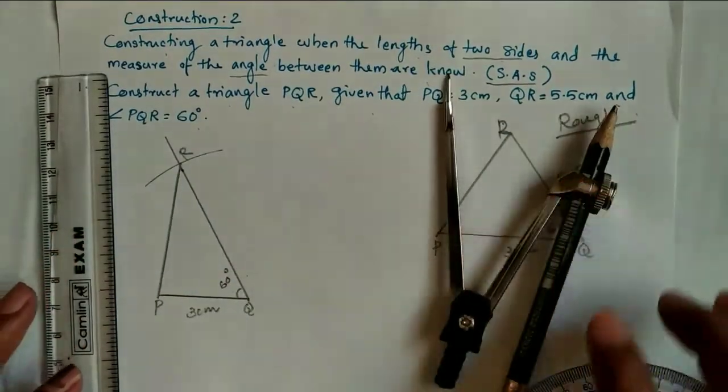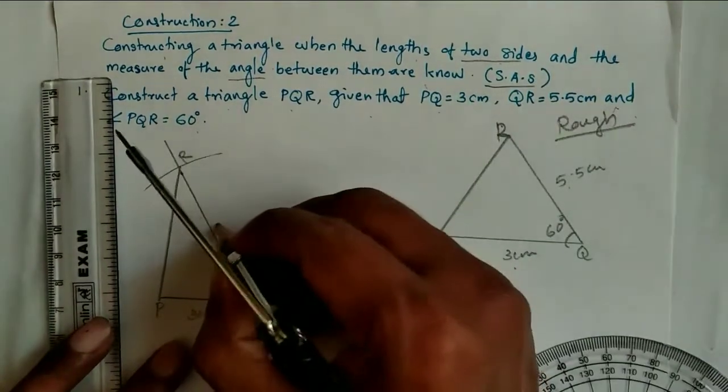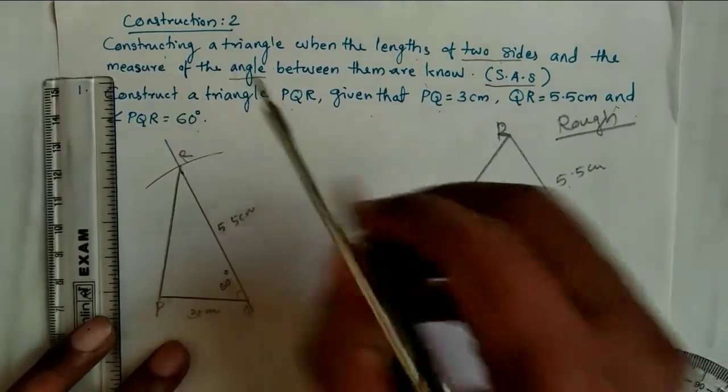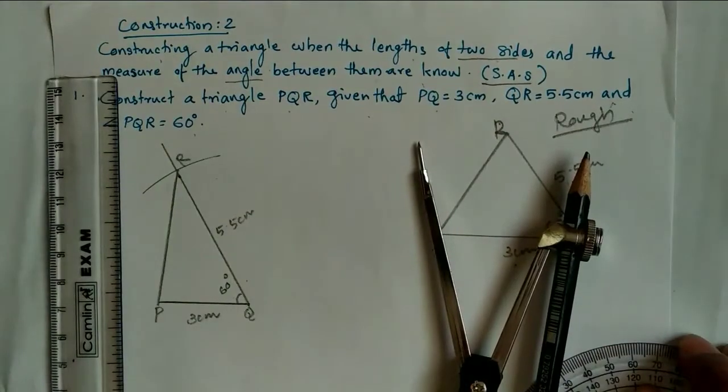PQ equal to 3 centimeter, QR equal to 5.5 centimeter, and angle Q is equal to 60 degrees. So this is the required triangle.